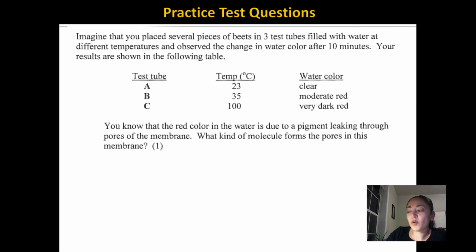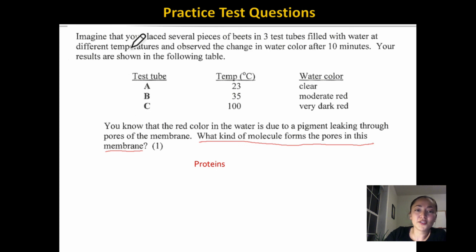So here's one of these type of questions that looks really complex, but it's actually a very, very easy question. So it tells you all this stuff. Imagine that you place several beads in test tubes and all this stuff happens. But look where the main question is here. I'm not even going to read through this whole thing. You can if you would like. But the last sentence says, what kind of molecule forms the pores in this membrane? Well, we only talked about 2 molecules in the membrane, the phospholipids and the actual pores, which are the proteins. So the answer to this question would be proteins.